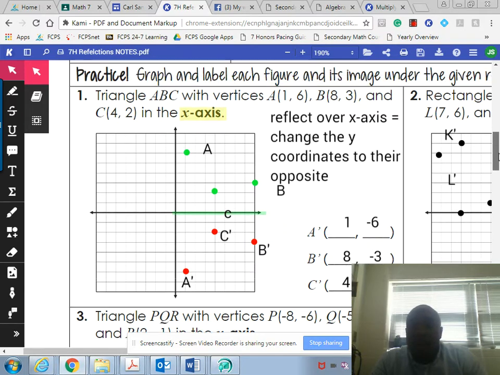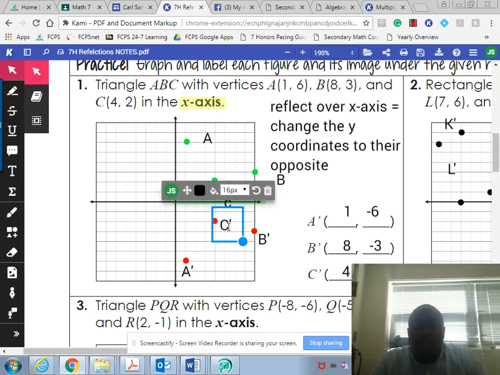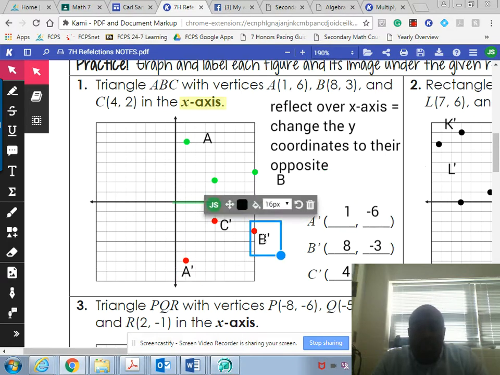Okay, so now when we compare these points, first we need to just say what this point is. Well, this point A ended up being (1, -6). This point B ended up being (8, -3). And this point C ended up being (4, -2). So if we compare and contrast these two, the pre-image points with the image points, we tend to notice a trend. A was originally (1, 6), but A prime is (1, -6). Look at B. B was (8, 3), but B prime turned into (8, -3). And last but certainly not least, C was (4, 2), and C prime is (4, -2).